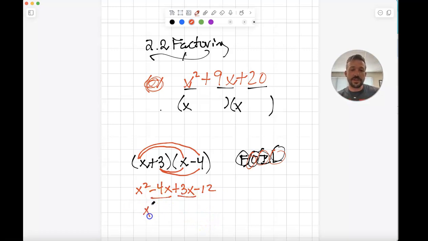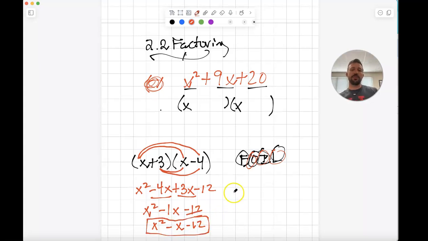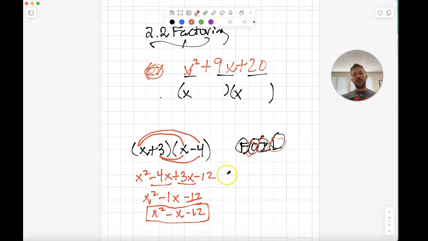So that leaves me with x squared. Negative 4 plus 3 is going to make a negative 1x, minus 12. Or you can just rewrite this as x squared minus x minus 12. And that's our trinomial. That's it all distributed out. Factoring is going backwards. We're going to start with this and end up with something like this.